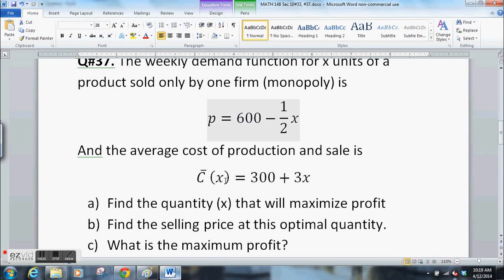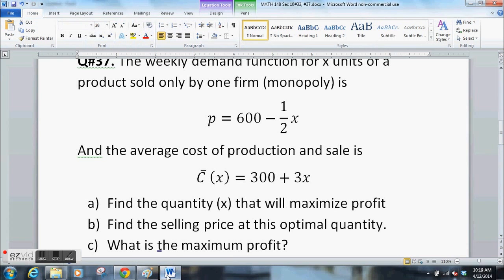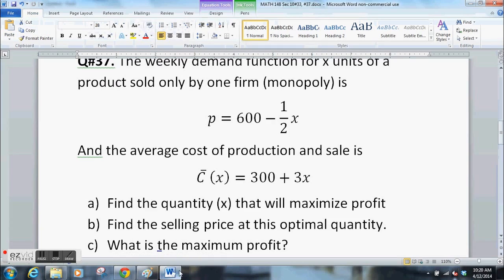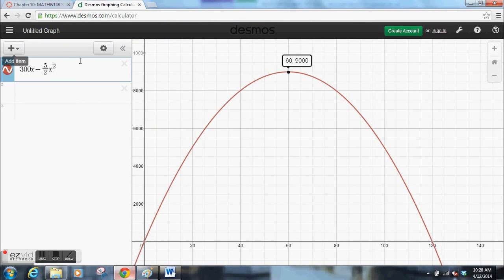9,000. So quick review of this problem. It said find the quantity that will maximize profit. 60 is the answer. What is the selling price at this optimal quantity? So we're saying we should sell them for $570. And finally, what is the maximum profit? $9,000.